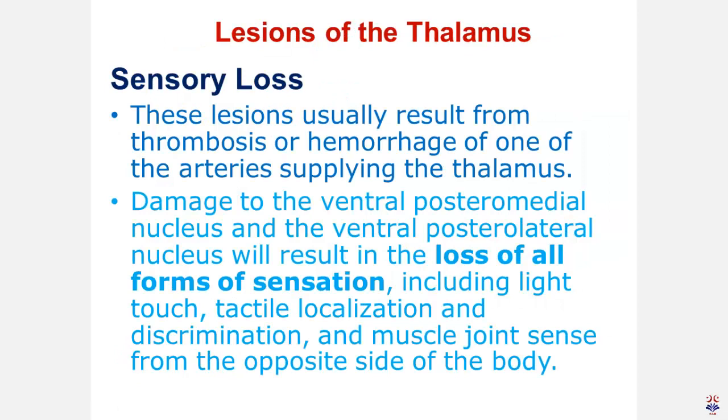Now we see the lesions of the thalamus. First one is the sensory loss. These lesions usually result from thrombosis or hemorrhage of one of the arteries supplying the thalamus. Damage to the ventral posteromedial nucleus and the ventral posterolateral nucleus, VPM and VPL, will result in the loss of all forms of sensation, including light touch, tactile localization, and discrimination, and muscle joint sense from the opposite side of the body.